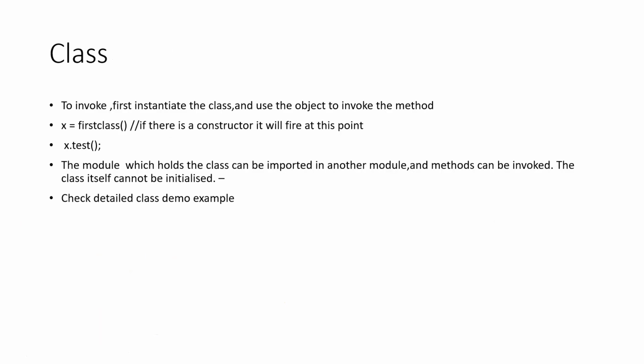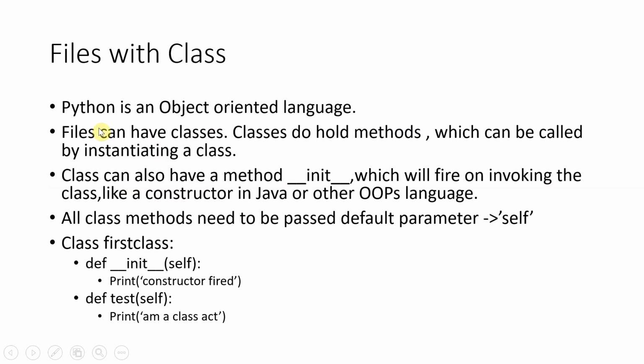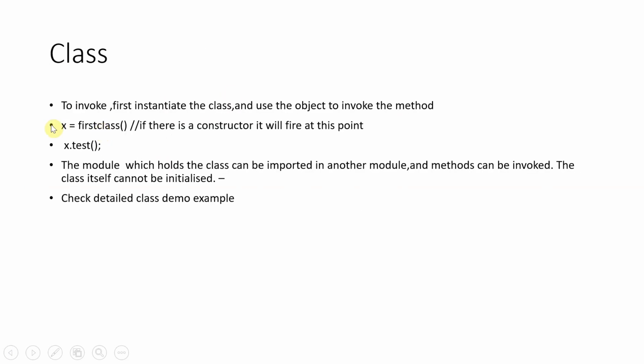So how do we invoke a class? First instantiate the class and use the object. So here if you see we have a first class, right? So how do we invoke? We say x equal to first class. The moment you run this, your init method will run if you have an init method. Otherwise the object will get created. And any object property or method, like say x.test that we have here, can be executed.